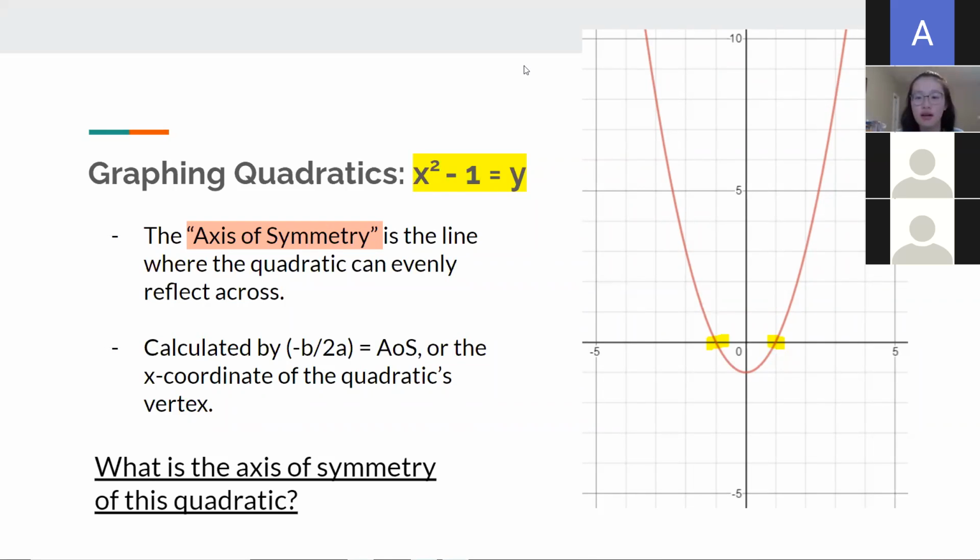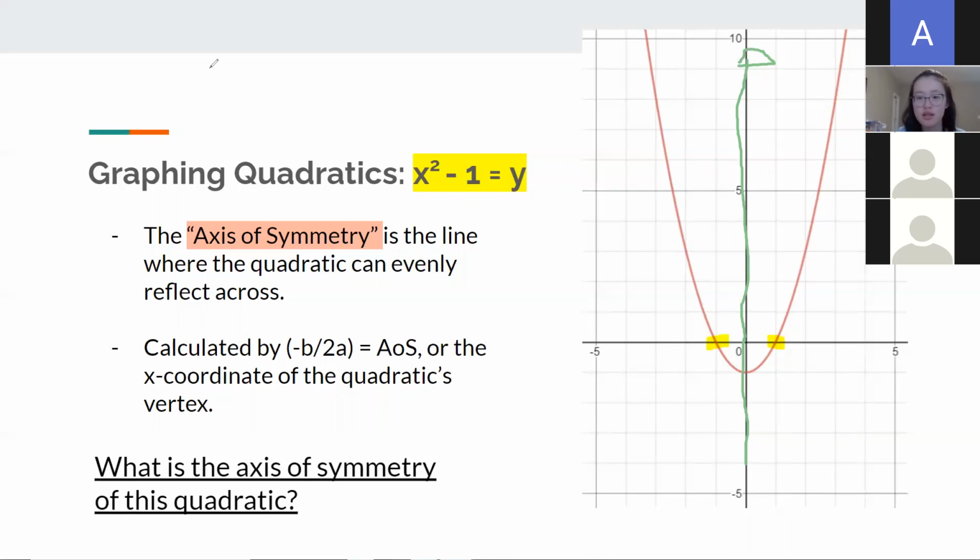Yeah, Sasha is correct. So basically, the axis of symmetry for this quadratic would be x equals 0. So it would be right here. Sorry, my line isn't very straight, but I hope you get the idea. Your axis of symmetry will always be an x line. So it will always be x equals something.